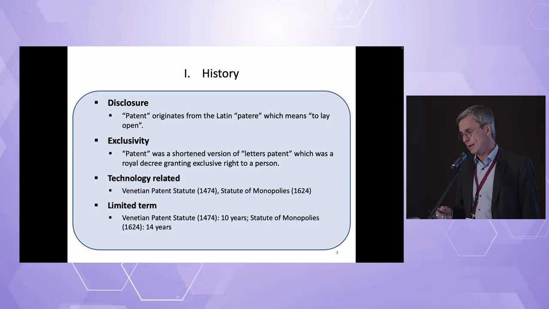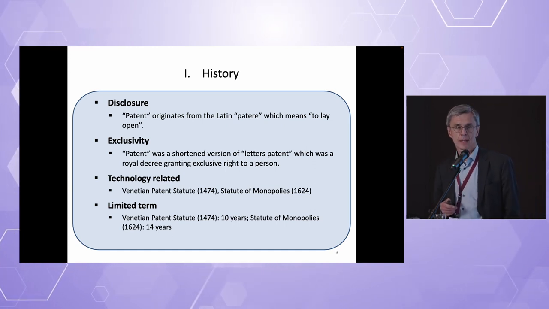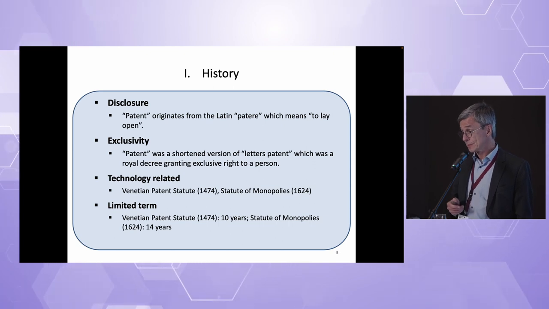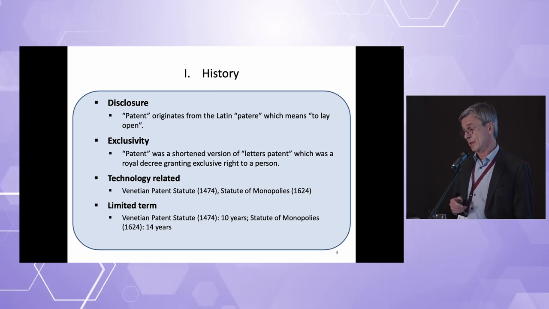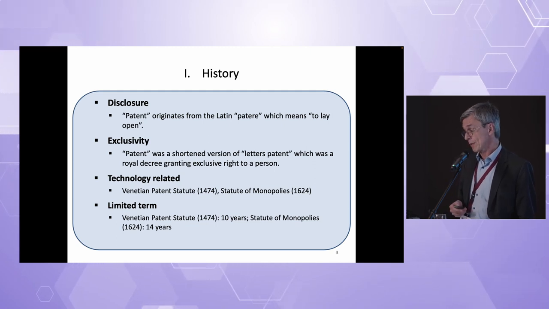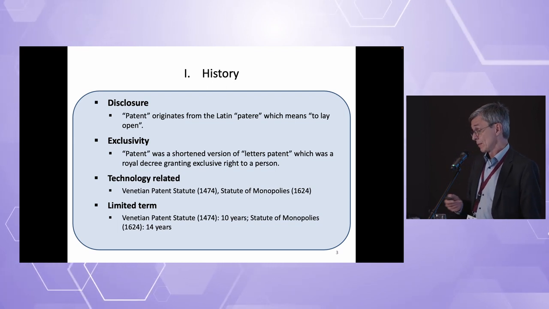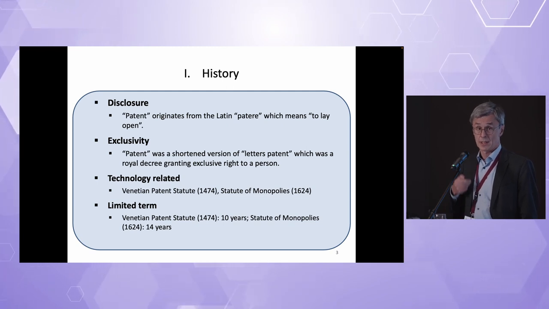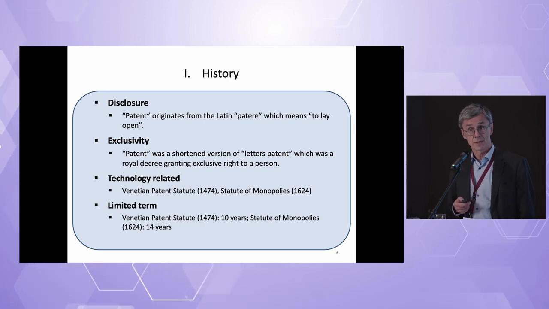And have a look at the first occasions when patent law was set up. And what are the aspects of patent law? So, different characteristics. One is, of course, the disclosure aspect, which already comes from the word patent, because it originates in the Latin word patere, which means to lay open. So that's one important aspect of a patent, to disclose an invention. Second, of course, is exclusivity.